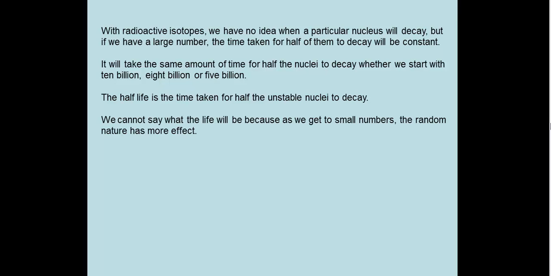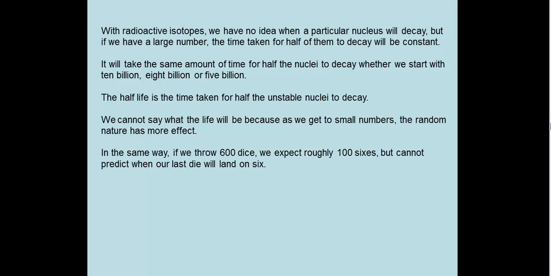We cannot say what the life will be, because as we get to small numbers, the random nature has more effect. In the same way, if we throw 600 dice, we expect roughly 100 sixes, but cannot predict when our last die will land on a 6.